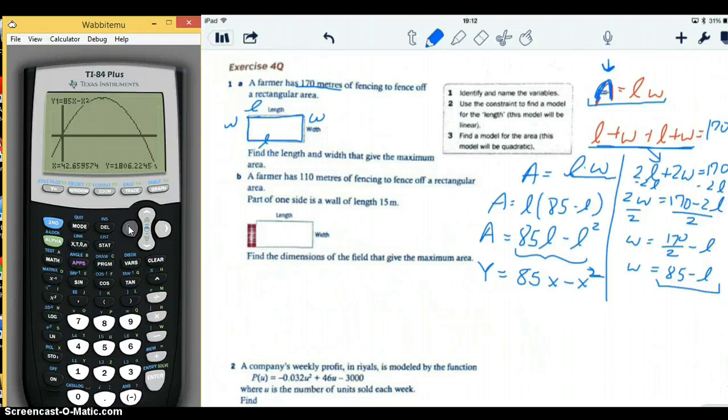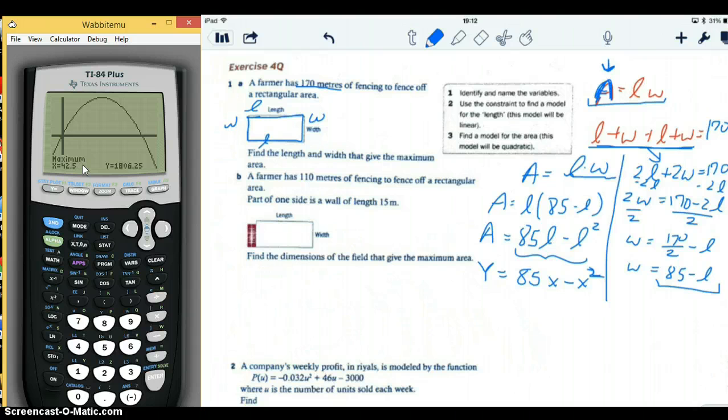That's about the maximum. Looks like x equals 42 or so is also close. To see the exact value, remember that we need to use second calc, maximum. We want to find the maximum point. It says, move me a little bit to the left. Okay. Move me a little bit to the right. Do you see the cursor there? It's moving a little bit to the right. So that's definitely to the right of the maximum. Is your guess that? Yes, it is. And then it'll give me its estimate, which is 42.5.